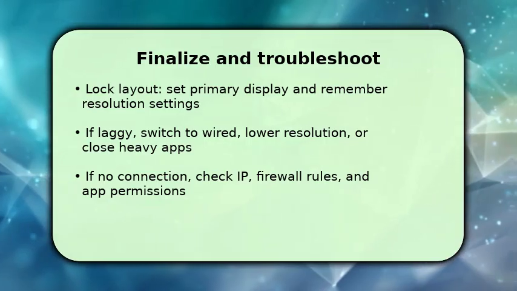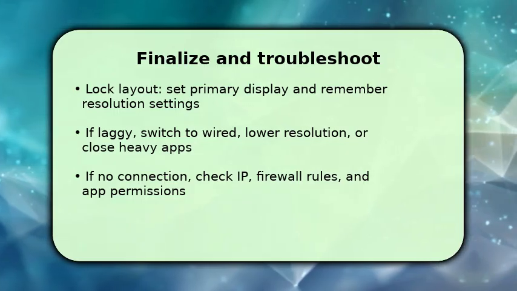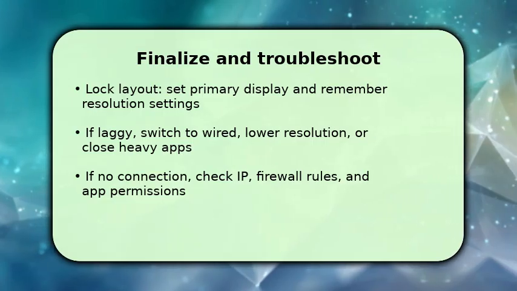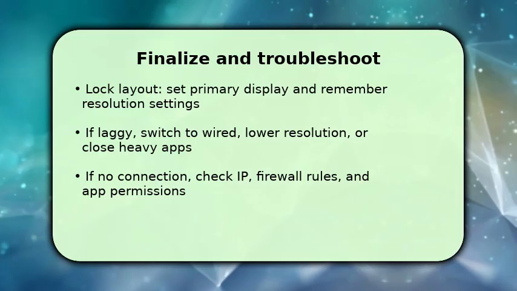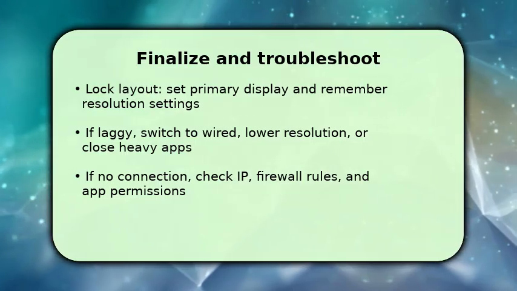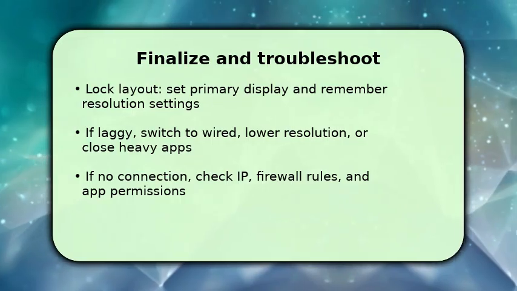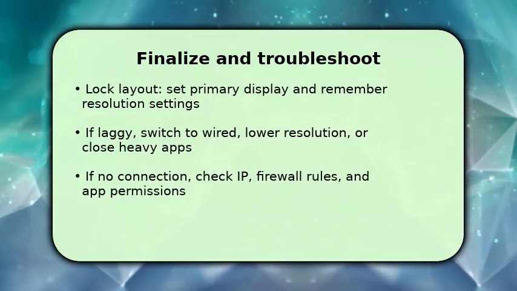If performance is poor, switch to a wired connection, reduce the remote resolution, or close CPU and network-intensive programs. If you can't connect, recheck the laptop's IP address, confirm firewall rules and remote access permissions, and restart the host app or both machines. One quick tip: temporary antivirus or VPN software often blocks local links. Disable them briefly.